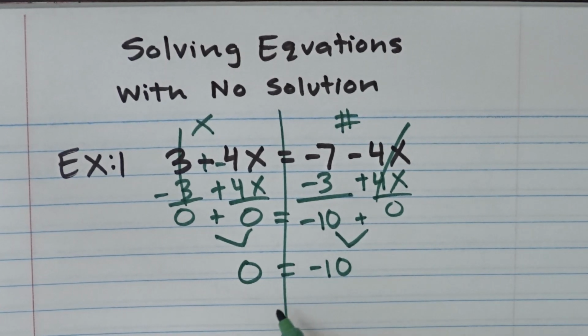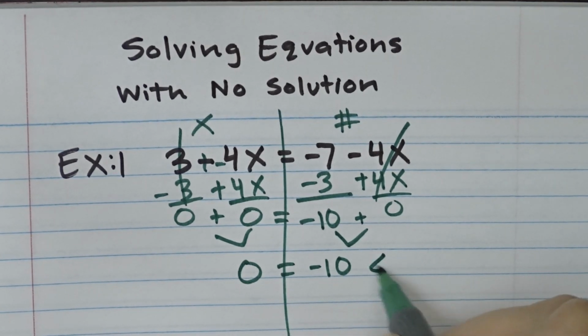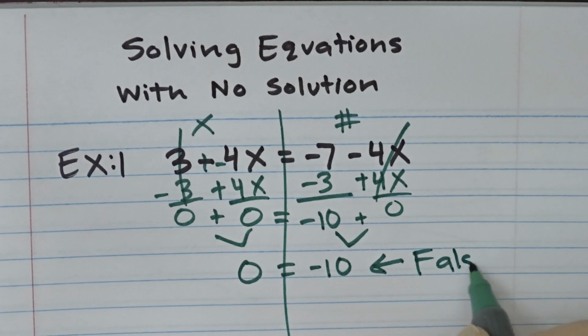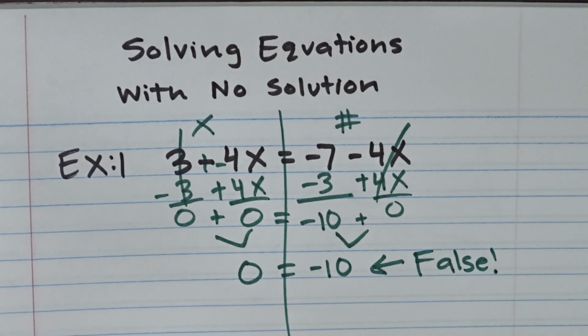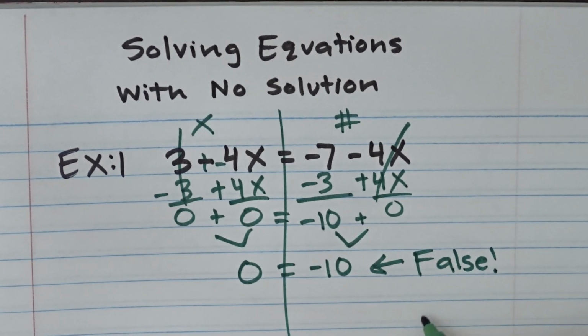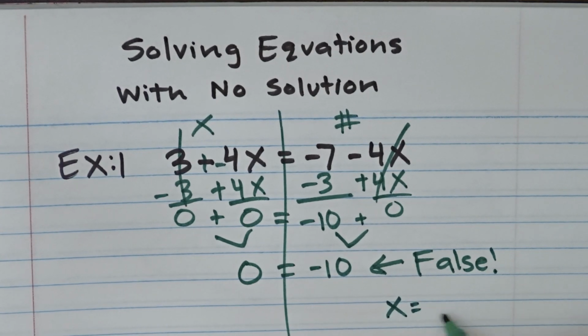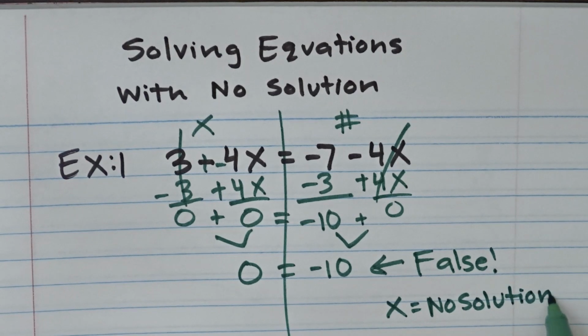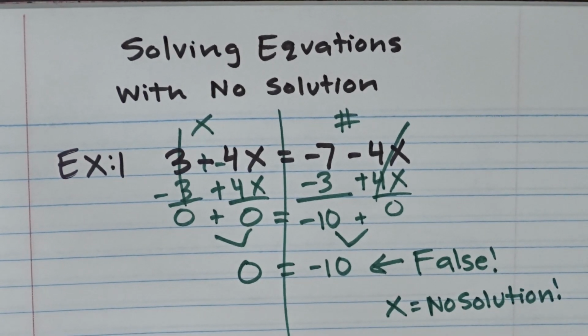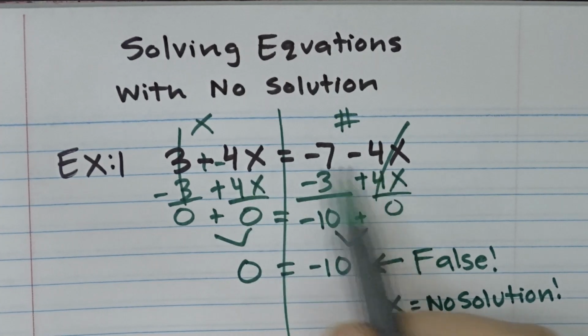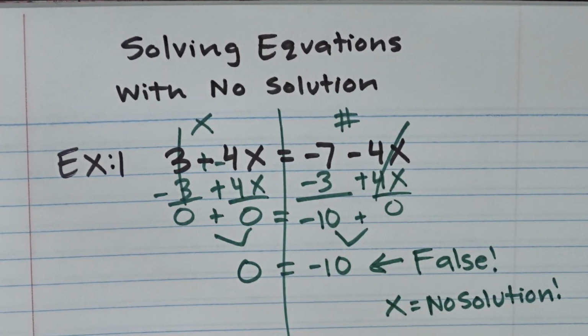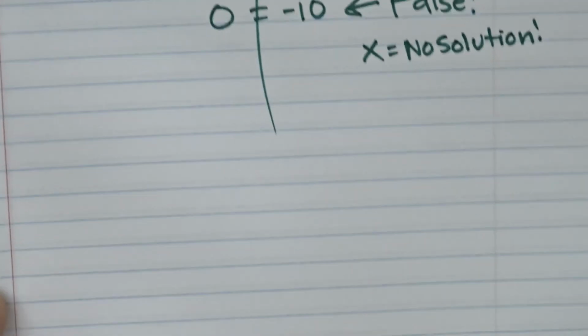And is it true that 0 is equal to negative 10? That is false. And when you have a false statement, that means that x has no solution. No matter what, there is no way we are ever going to have something that plugs in and makes this equation true. All right, let's look at another example.